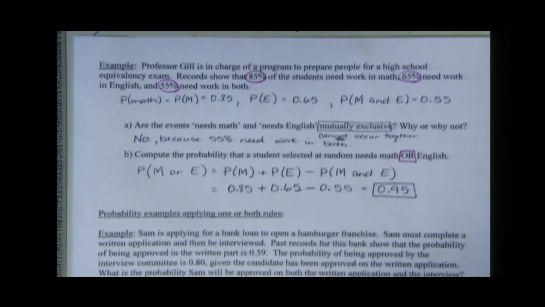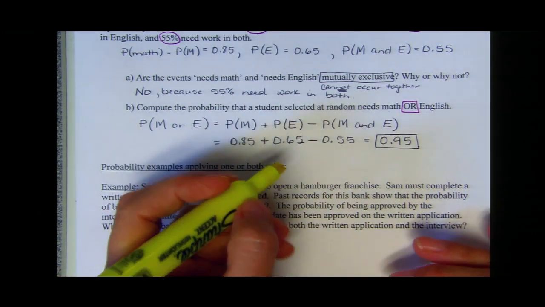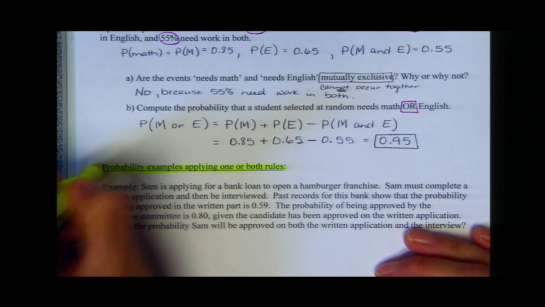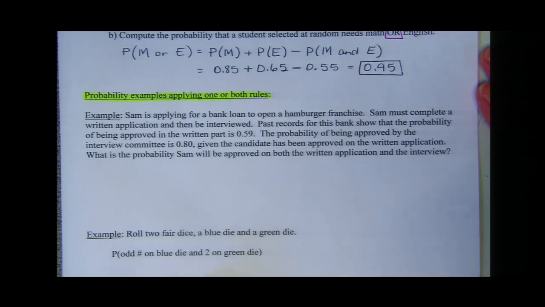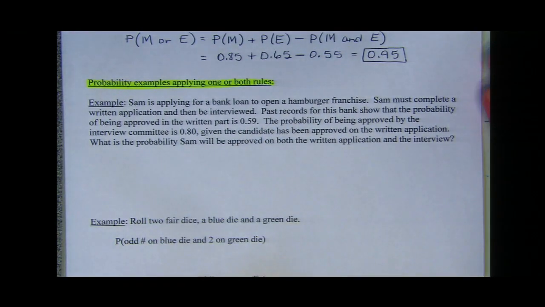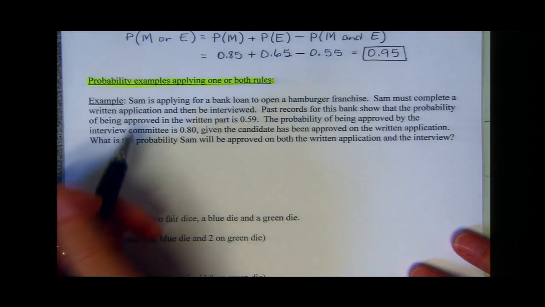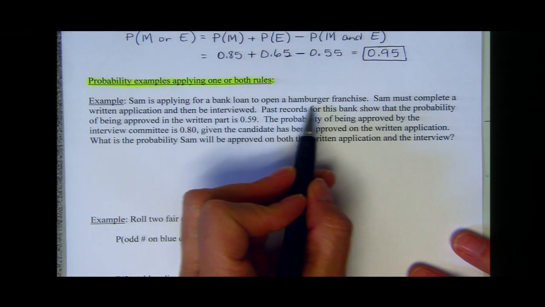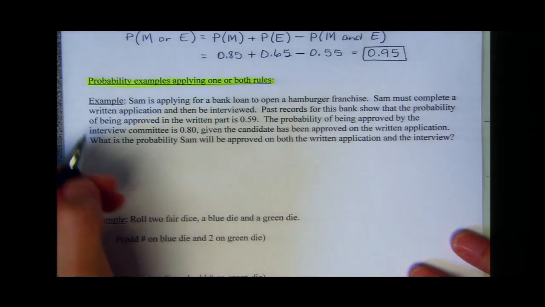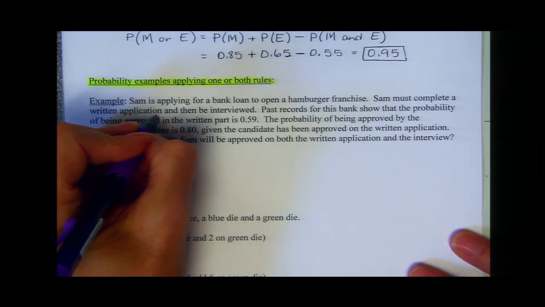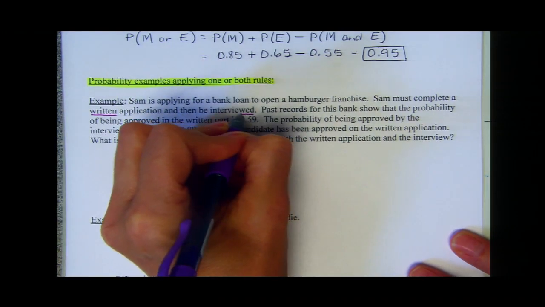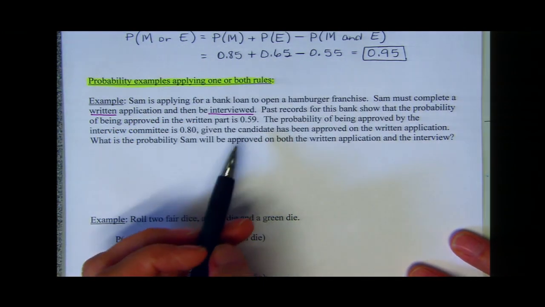All right, now the next examples that we do, so the following examples will be applying one or both rules, meaning it might need the multiplication rule, it might need the addition rule, it might need both. So let's take a look at this example. Now this is going to be another one where we need to define the probabilities that they give us in the problem. Sam is applying for a bank loan to open a hamburger franchise. Sam must complete a written application and then be interviewed. So there's a written application and then he has to be interviewed. So it looks like those are our two things going on here.